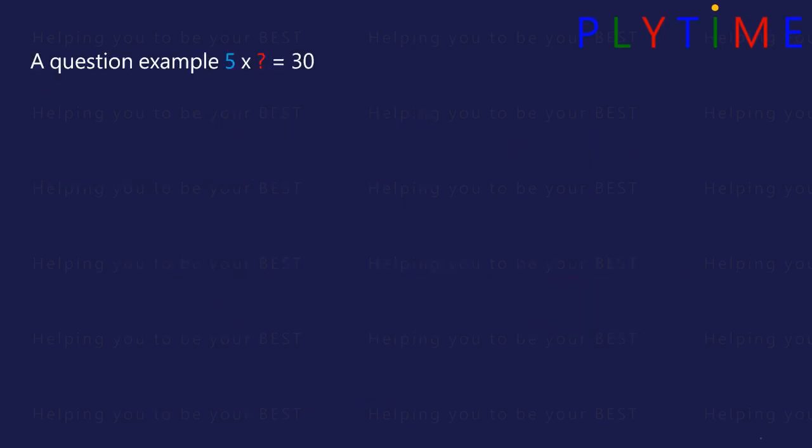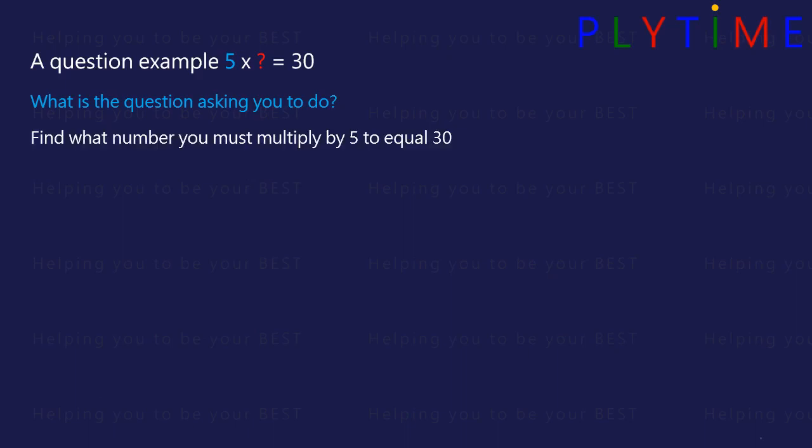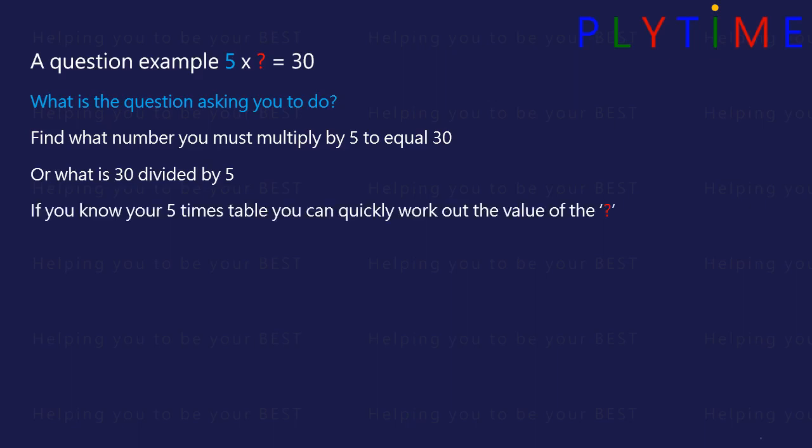Let's look at an example. 5 times something equals 30. What's the question asking you to do? Find what number you must multiply by 5 to equal 30. Or what is 30 divided by 5? If you know your times tables, we can work out the value of the question mark quite easily.